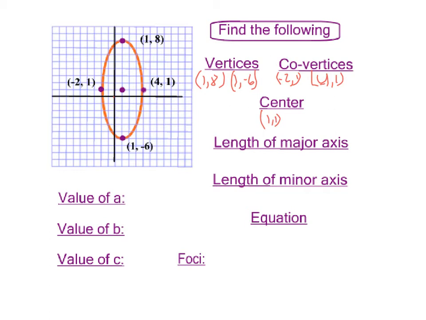The length of the major axis, we should figure out how far this is. 1, 2, 3, 4, 5, 6, 7. So if a radius is 7, the long diameter is 14. The length of the minor axis looks like 6, because the radius is 3. So the whole way across is 6.